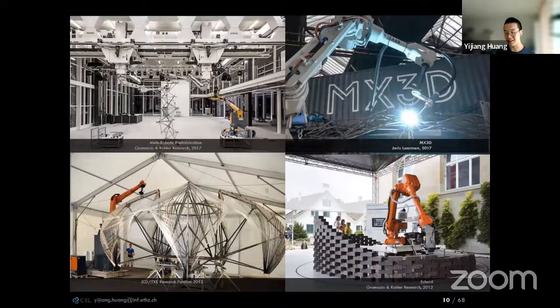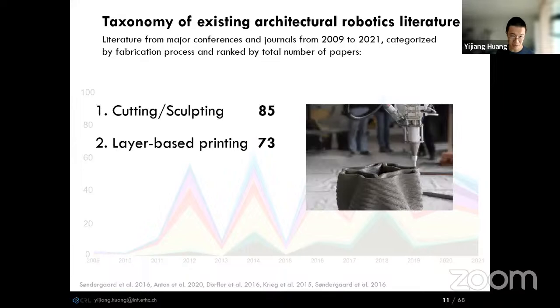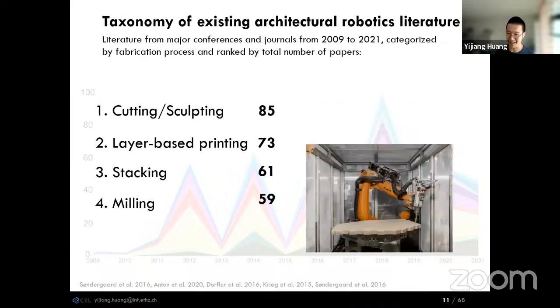From the architectural side, in the past 15 years, we've seen robots can be used to build large-scale complex geometries, and the fabrication processes are very diverse, including spatial assembly, welding, fiber winding, brick laying, etc. If we classify the literature on construction robots in the past 12 years according to the fabrication processes, we can see that the top four are cutting, layer-based 3D printing, and from my definition, I think drawing belongs to layer-based 3D printing, where you just have one very long, big layer, and also stacking and milling.